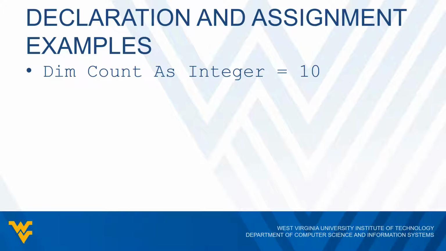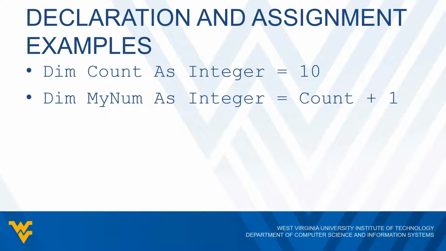So we can declare a variable and initialize it on the same line. And we can just set it equal to 10, 0, 5, negative 20, whatever we want. So this is perfectly fine. I can do expressions with my initialization. So here we're going to assume that count has been declared, and maybe I have another variable called mynum, so I can do dim mynum as integer, and then I can initialize that to count plus 1. That's perfectly fine as long as count has been declared and there is a value in count.